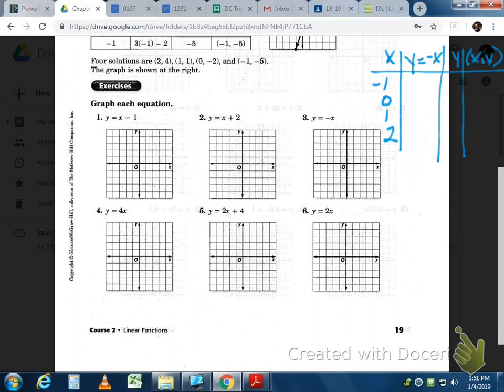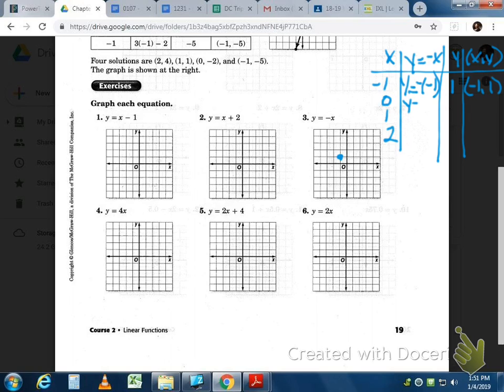So we start with -1. This is why I'm doing this first problem. Y equals the negative of -1. What's the negative of -1? What's the opposite of -1? 1. So what's my first solution? -1, 1. Okay, then I'm going to plug in 0.